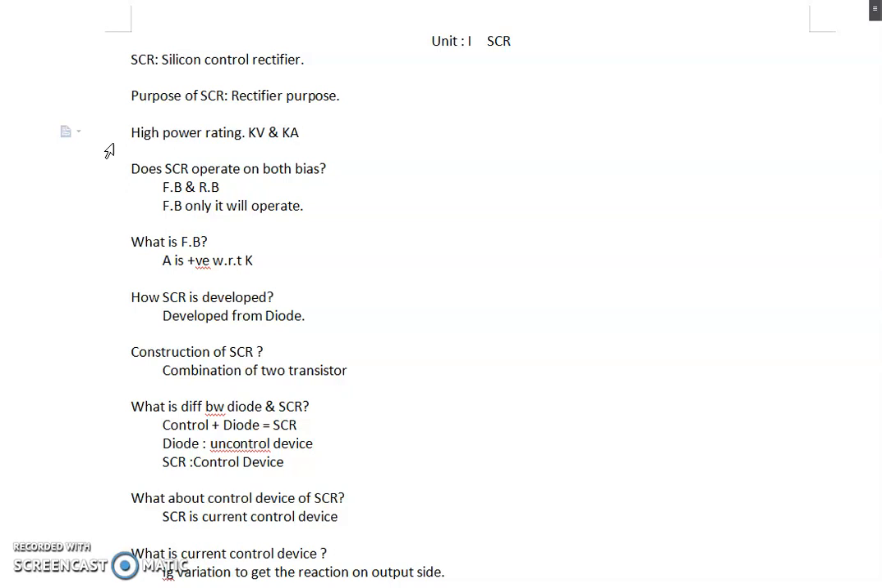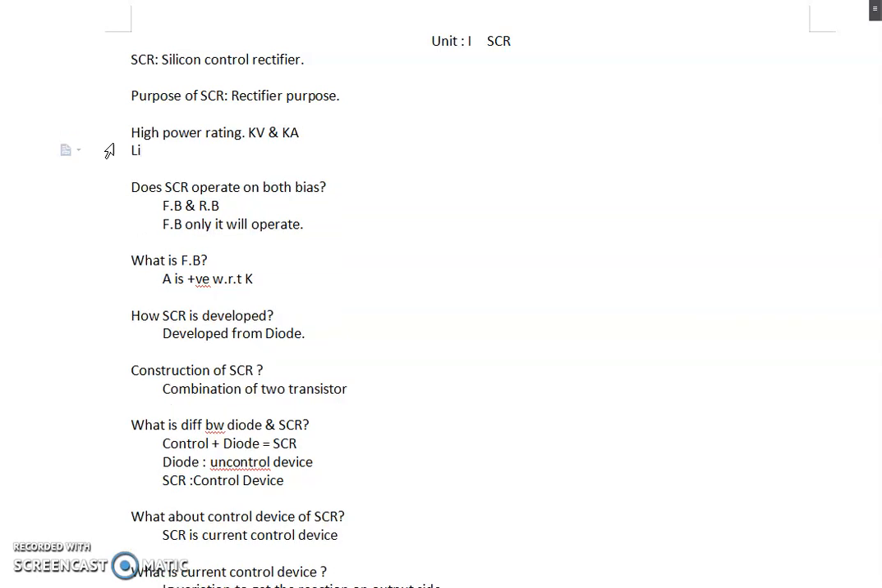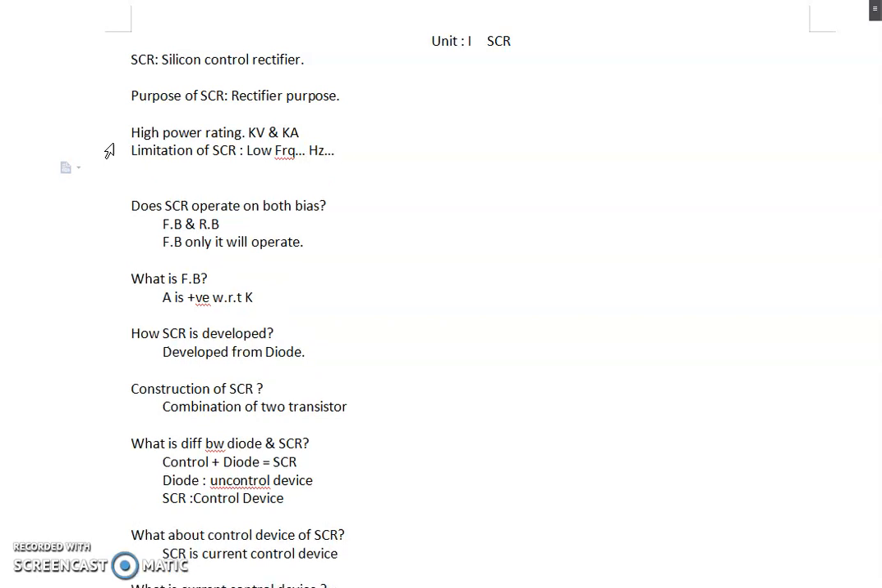We have a higher rating of that, and the limitation of the SCR is that it is a low frequency device. It can work at about hertz-level frequency only. This is a major drawback of the SCR. And further, you have a few more points.